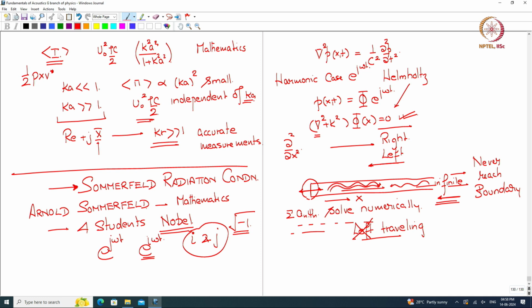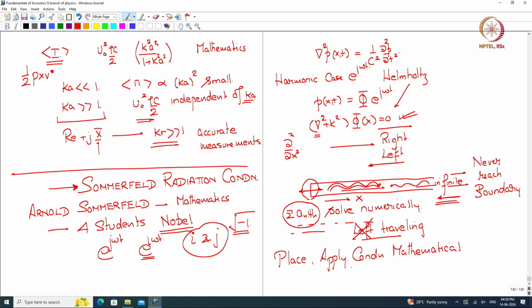So now along with this expansion or summation, I have to apply a condition, and that should be mathematical now, such that the left traveling wave is cancelled.